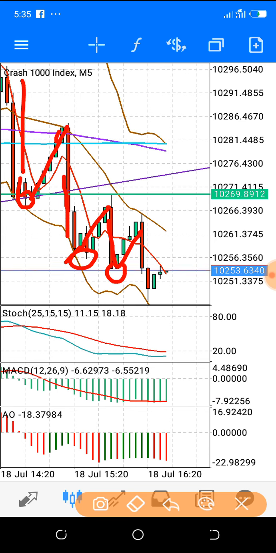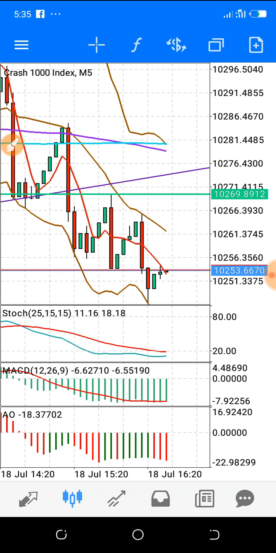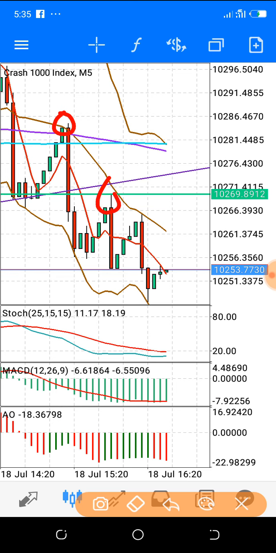So the opposite is the resistance. Resistance is when it is buying and it's sold at that point. This is a resistance. This is a resistance. This is also a resistance.